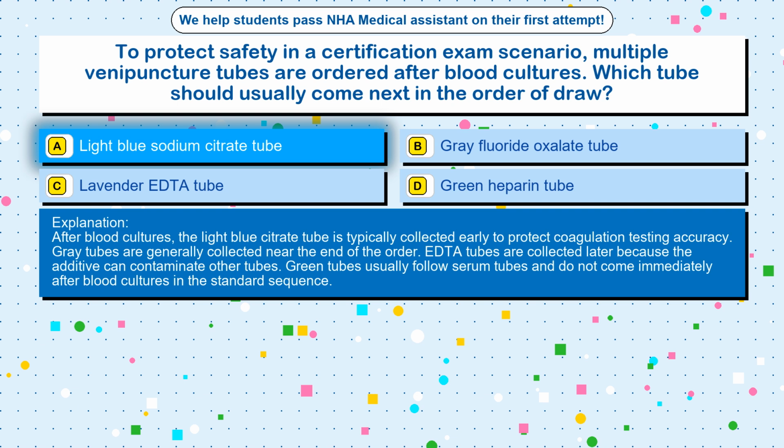Green tubes usually follow serum tubes and do not come immediately after blood cultures in the standard sequence.